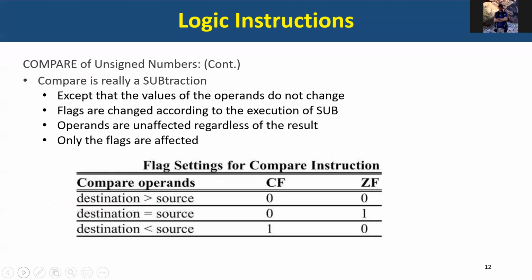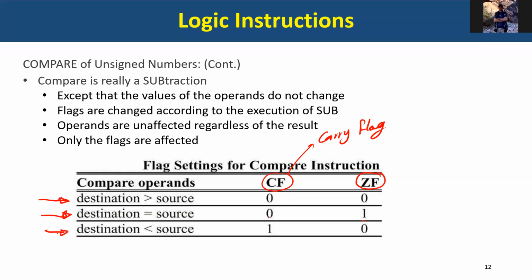And here is what's going to happen to the carry flag and the zero flag when you make a compare. If the destination is greater than the source, and the order is very important, then both will be zeros. If the destination is equal to the source, the carry will be 0, but the zero flag will be 1. That's why it's similar to subtraction, because if you subtract 2 equal values from each other, the carry flag will be 0 and the zero flag will be 1.